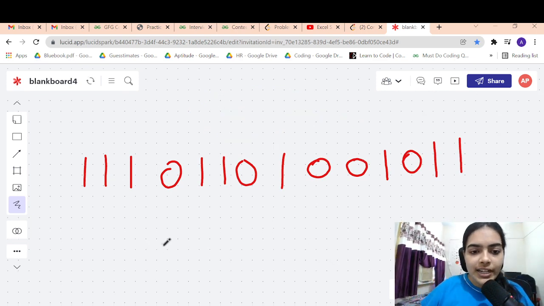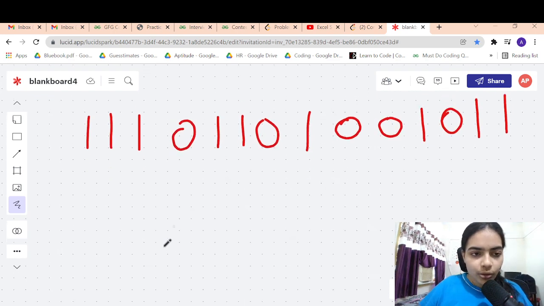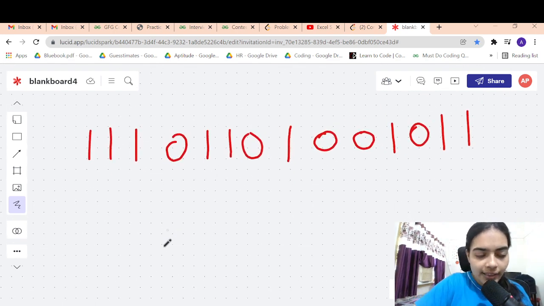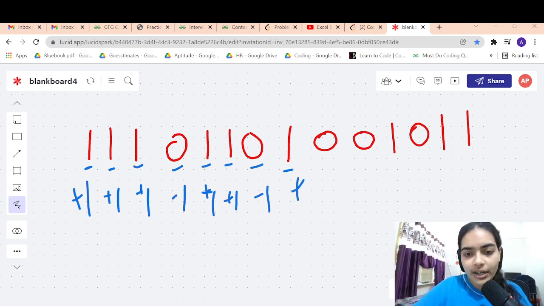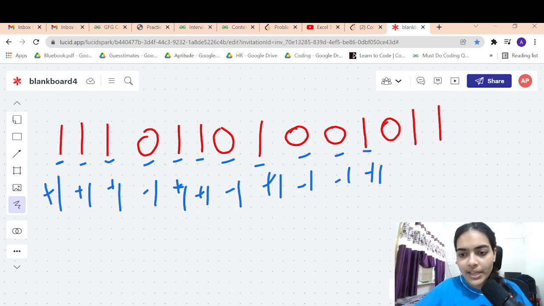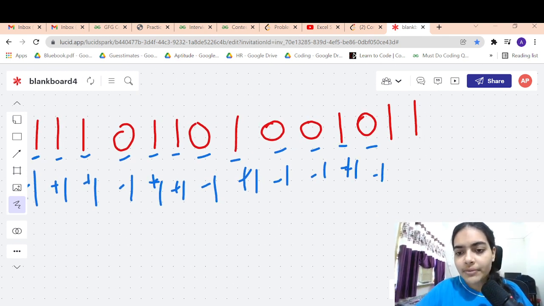Now let's see one thing. We will do a dry run and then build up the solution. So let me give plus 1 for a 1 and minus 1 corresponding to a 0. Whenever I see a 1, I'll give plus 1, whenever I see a 0, I'm giving minus 1, again a 0 minus 1, minus 1, again a 1 plus 1, again a 0 minus 1, again a 1 plus 1, again a 1 plus 1.